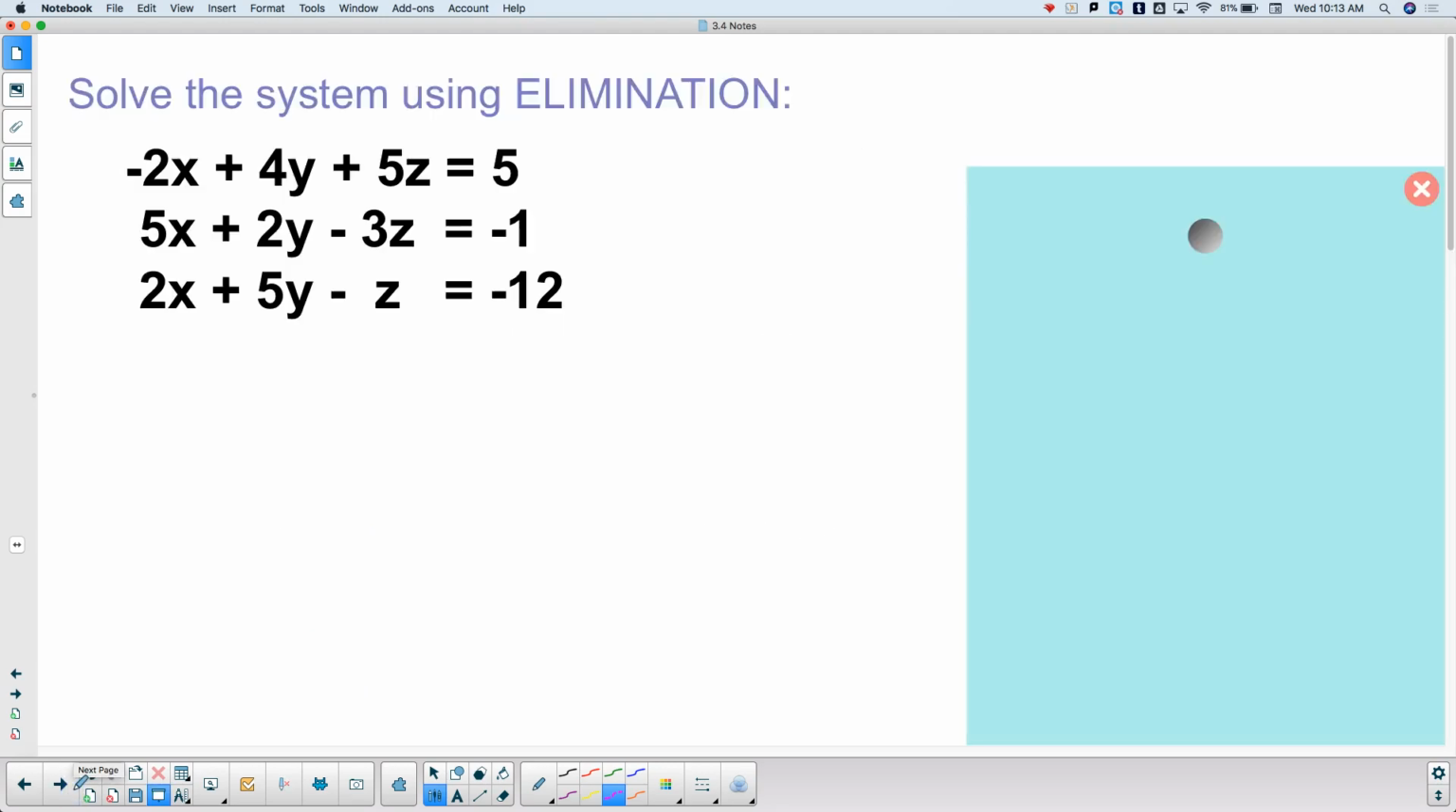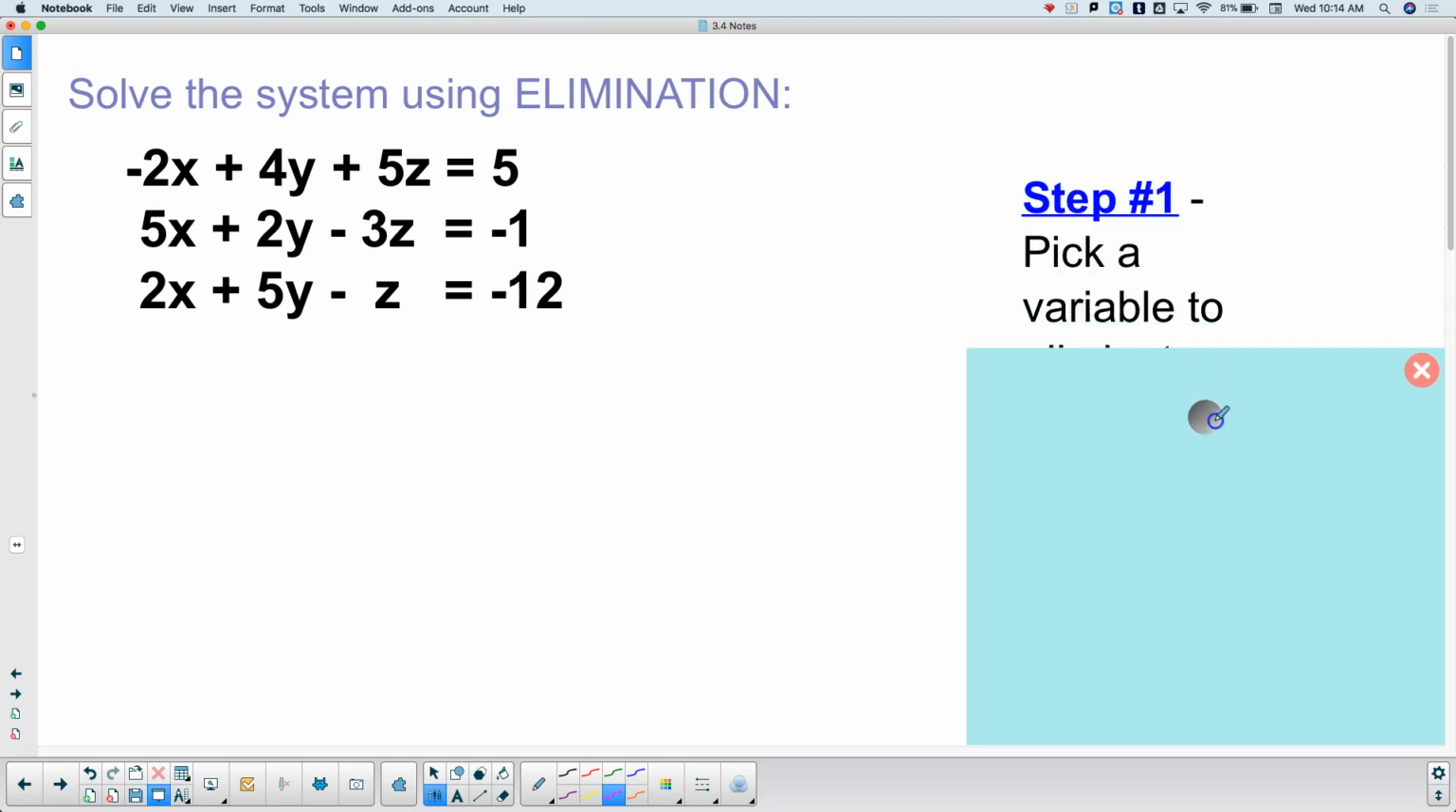So let's learn how to solve a 3x3 system of equations using elimination. Okay? We're going to focus on substitution and elimination this chapter because those are your 2 go-tos. So the first step in elimination is that you need to pick one of the 3 variables to eliminate. It doesn't matter which one you eliminate, but you're going to have to eliminate that one variable a couple of times. So it kind of makes sense as to picking the right one.